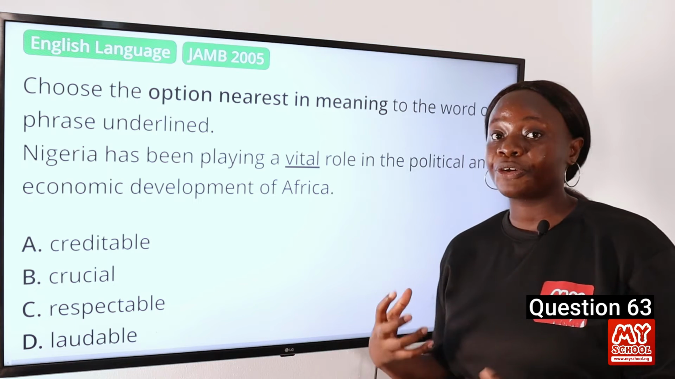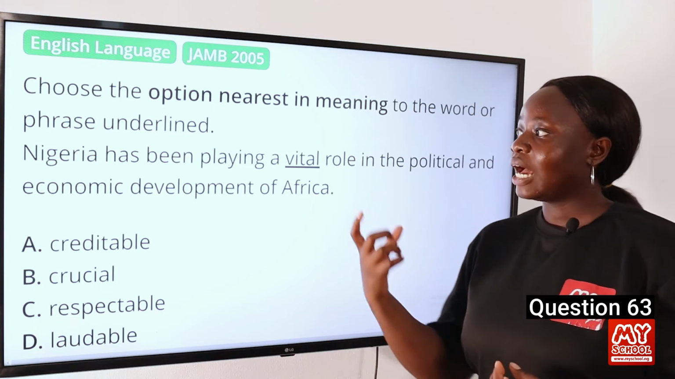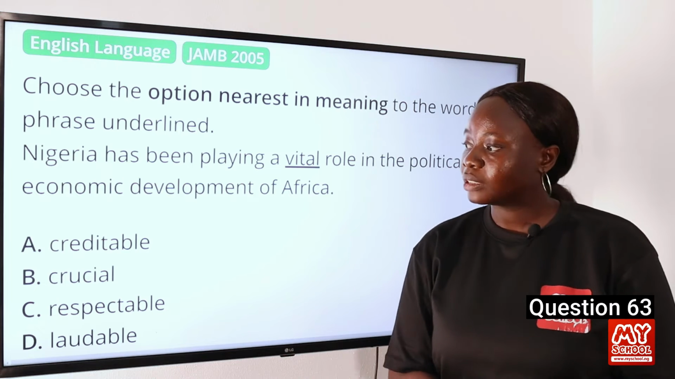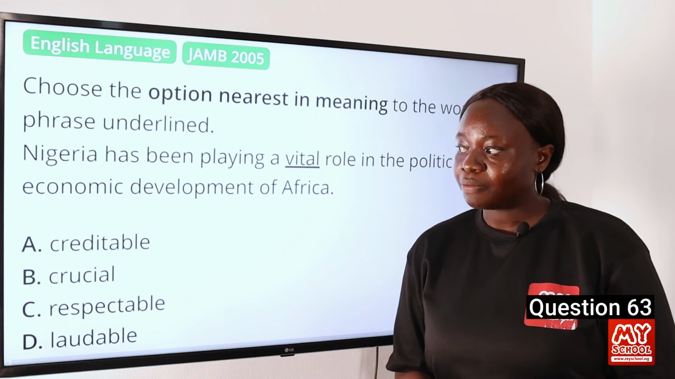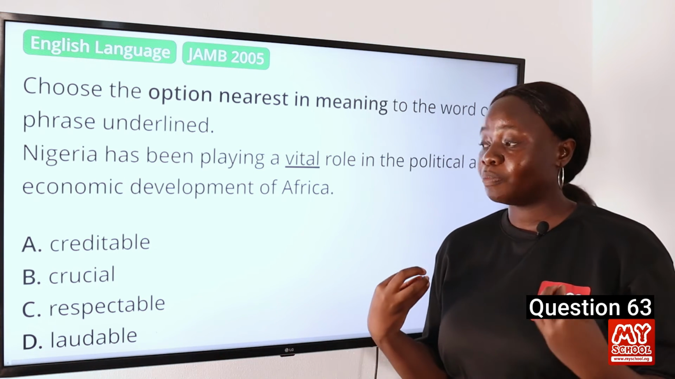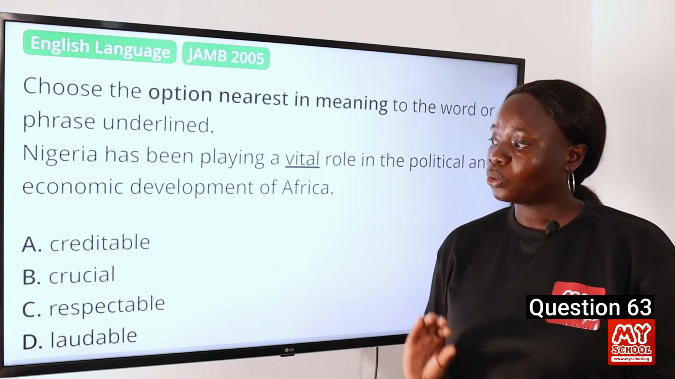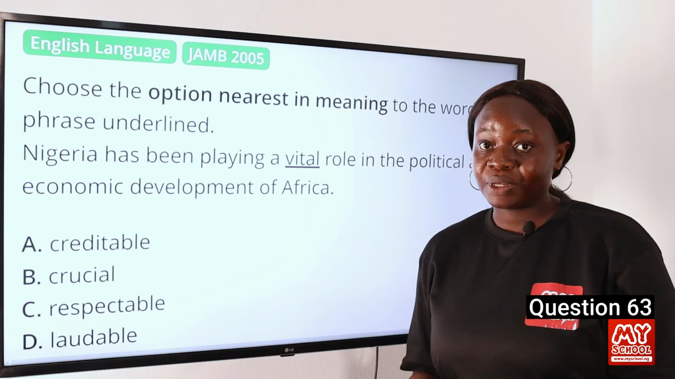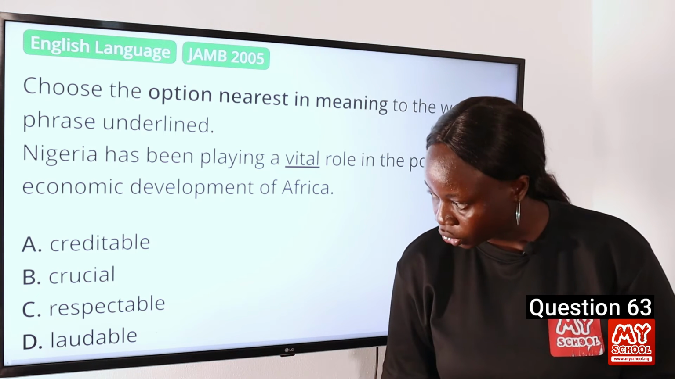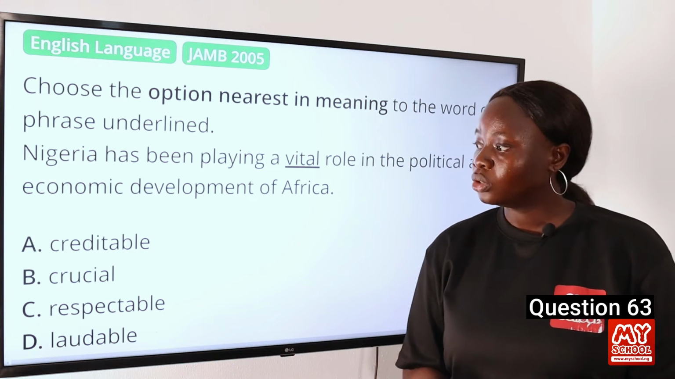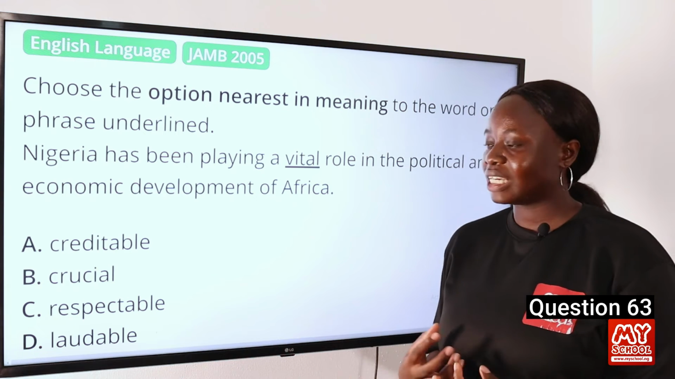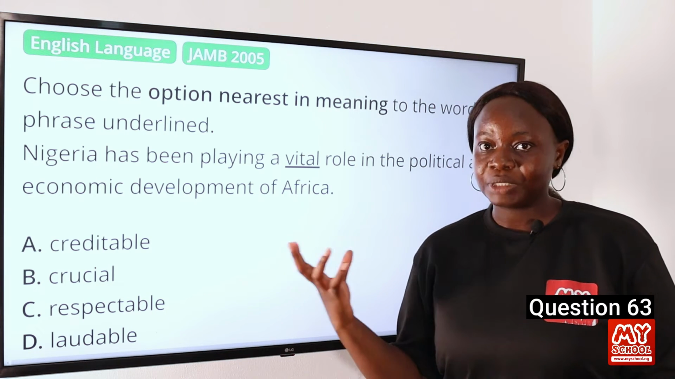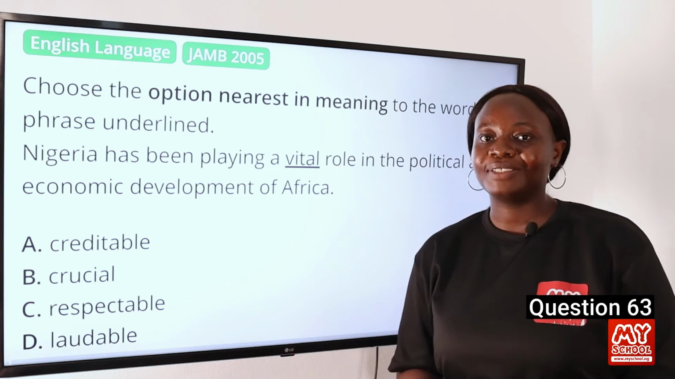The word vital means very important, something you cannot do without. And Nigeria has been playing a very important role in Africa's development. So the word creditable actually means something that is worthy of being credited. Okay, so it can't be the answer to the question. The word respectable means deserving respect. So it's not the answer to this question. And laudable means praiseworthy. So all of these do not really convey the idea of something that is very important. Crucial conveys that idea. It means very important. So our answer to this question is option B, crucial.